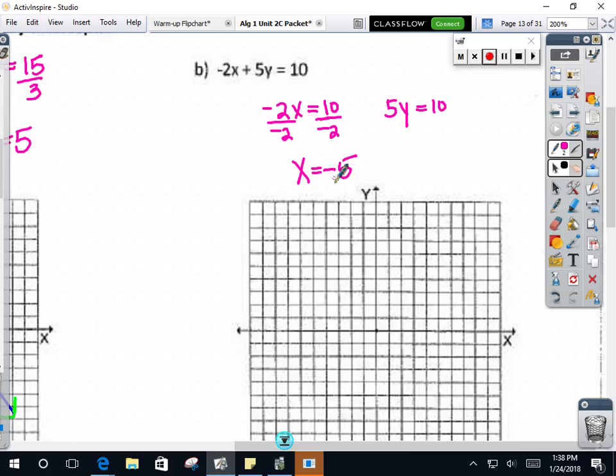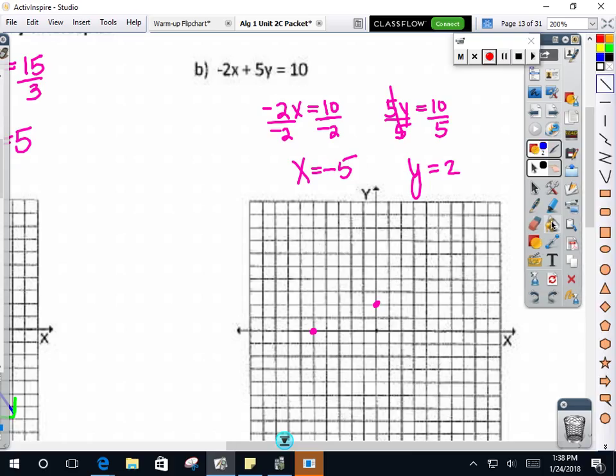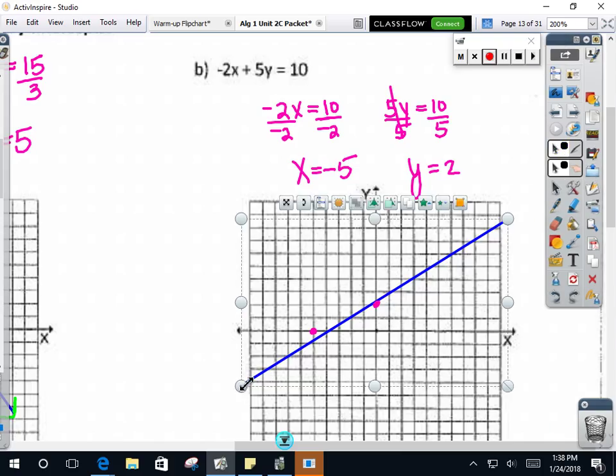So that's your x-intercept. On the x-axis, you go to negative 5 and you plot your point. Okay, for the y, you would have to divide by 5 and you end up with y equals 2. So on the y-axis, I'm going to go up to 2 and plot a point, and then that's sufficient to make a line. All you really need to draw a line is 2 points. Let's get this line. Okay, so that's all you have to do.